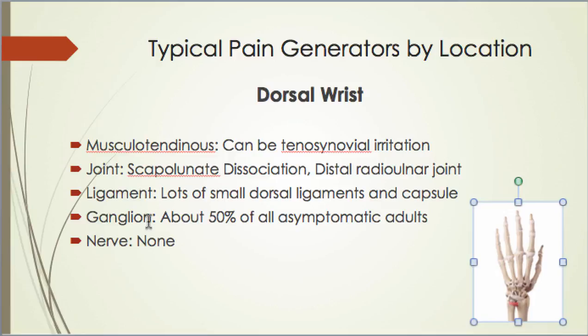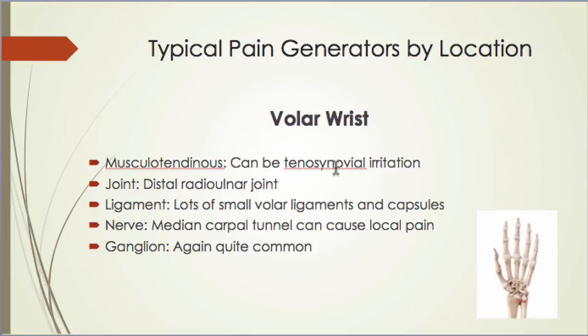Ganglions are quite common in the wrist and hand, and on the dorsal side, about 50% of all asymptomatic adults with MRI, powerful MRI, show ganglion, although they have no symptoms. On the volar side of the wrist, again, tenosynovial irritation. So they'll be actually swollen in the front of their wrist. Okay, and that may cause carpal tunnel syndrome because those structures go through the tunnel.